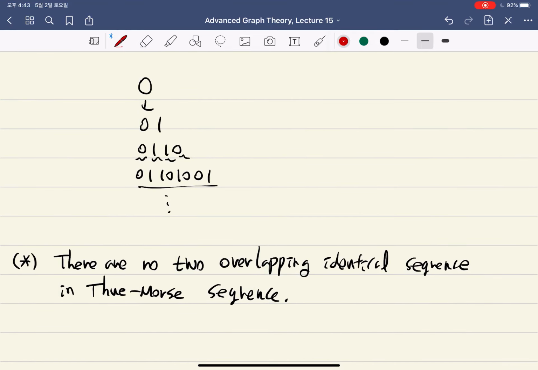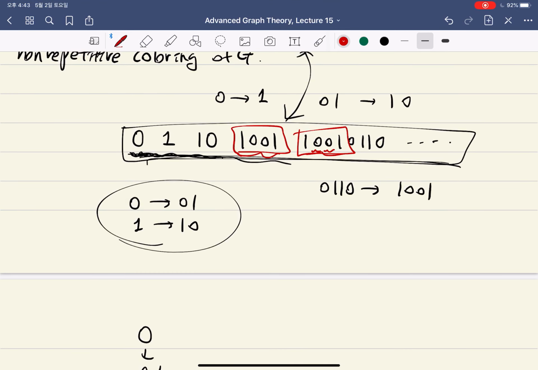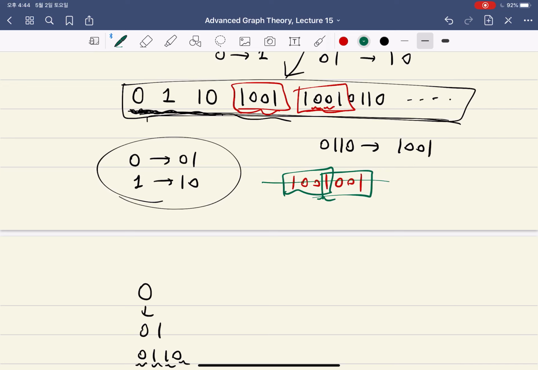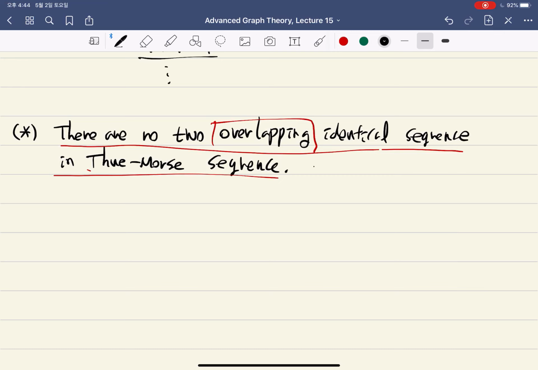However, we can actually show that in this sequence, there are no two overlapping identical sequences. So these two are identical, but they are not overlapping. So it can be there, but for example, 1, 0, 0, 1, 0, 0, 1. In this case, this and this are identical, and they are overlapping. So this fact is claiming that this doesn't occur in this sequence. I will leave this as a homework problem for you, so you can check whether this is true.